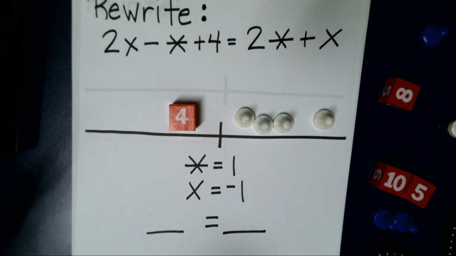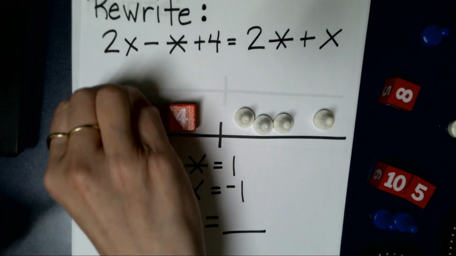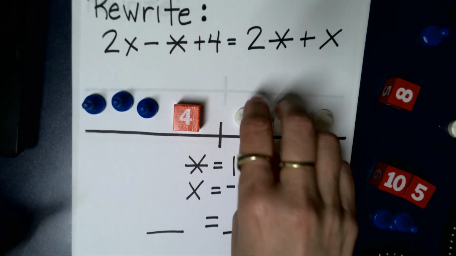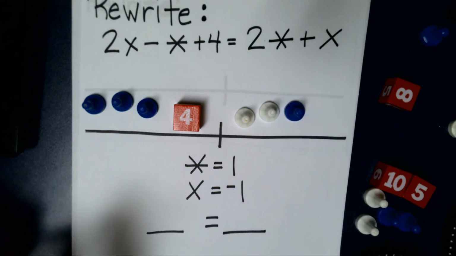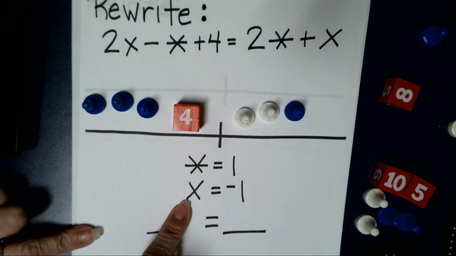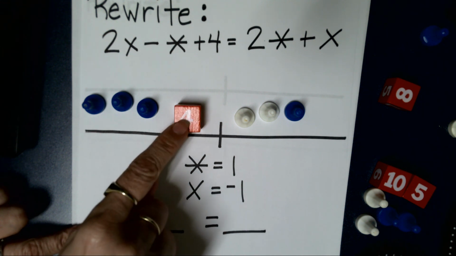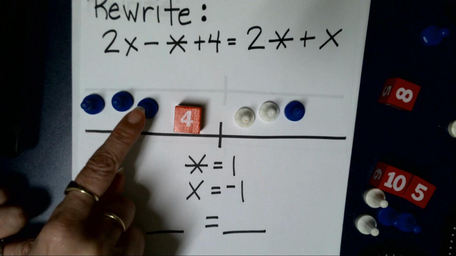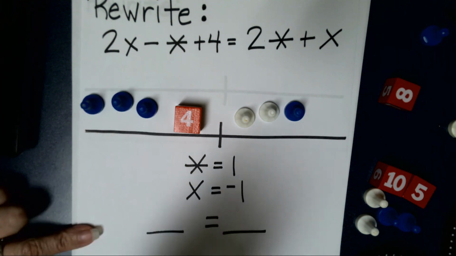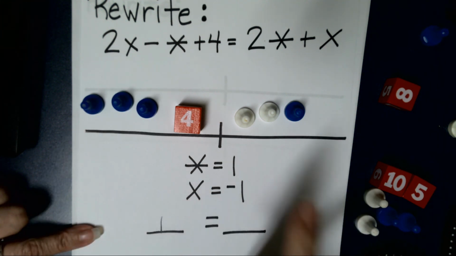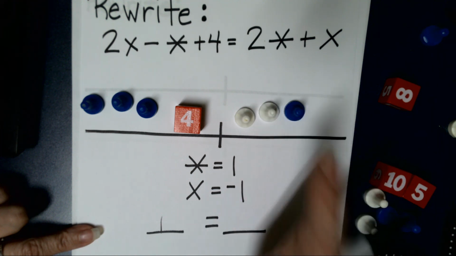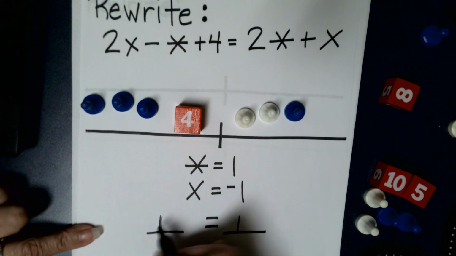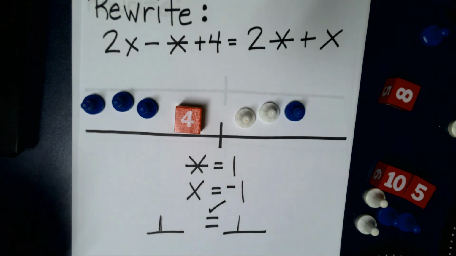We're going to plug back in. An x is worth -1. So I'm going to start with my 4 and work backwards. So 4 minus 1 is 3, minus 1 is 2, minus 1 is 1. And then a star is 1, so 1 plus 1 is 2, and 2 minus 1 is 1. So 1 is equal to 1, so that is a check.